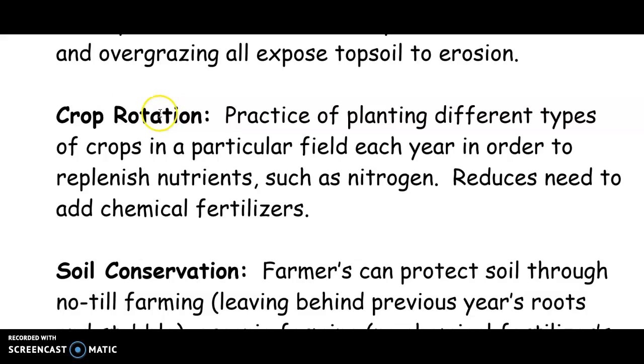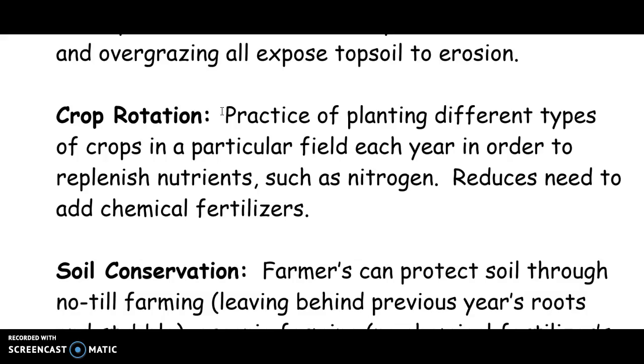Now, one positive thing that the agricultural industry does for soil is crop rotation. So over time, if you plant the same types of plants in soil over and over again, what happens is you have the same nutrients entering the soil. Okay, so the biodiversity of the soil is actually decreased.